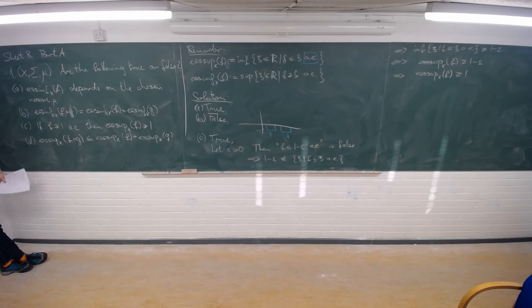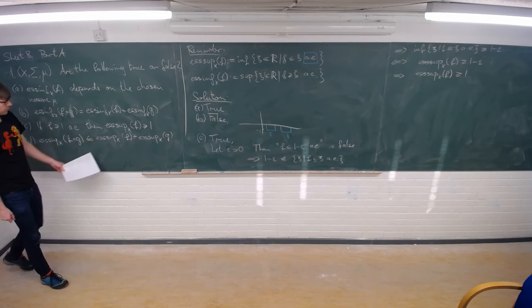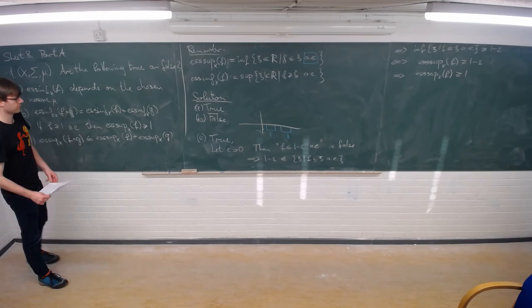Any questions about this type? Okay, so the last one. Essential supremum of f plus g is less than or equal to essential supremum of f plus essential supremum of g.